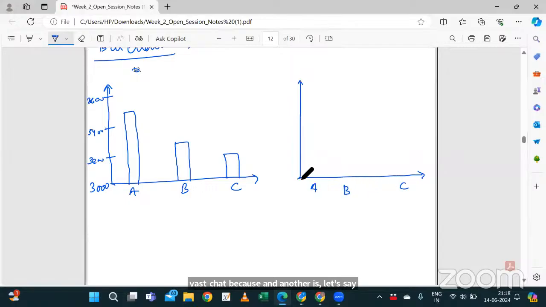Suppose this is 0. Let me assume this is 1000, this is 2000, and this is 3000. And let's say the y-axis goes more than this.